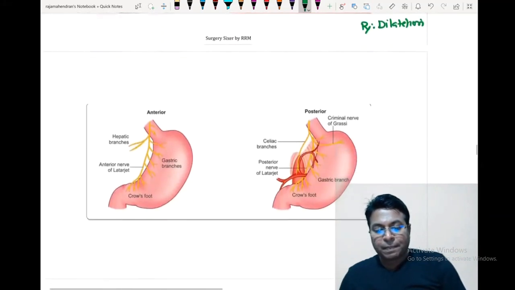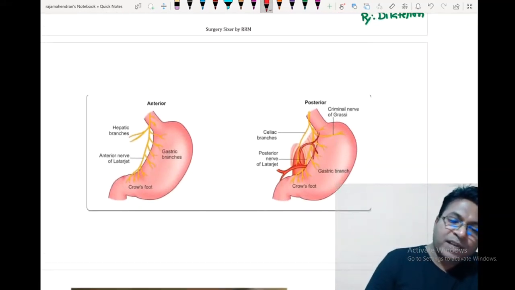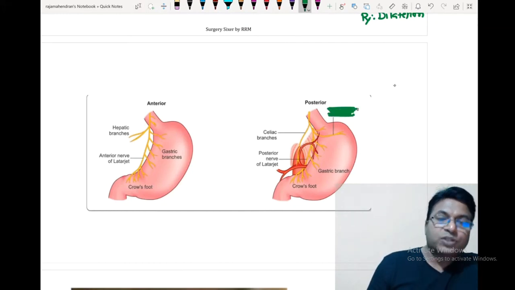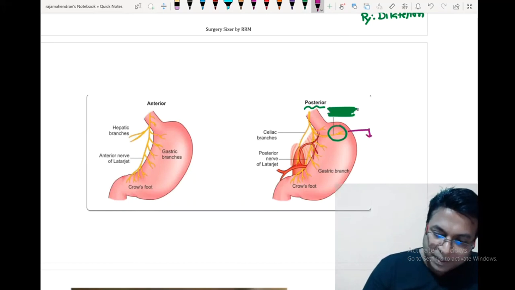Okay. So this question came in the exam. That is why I am putting this question from GIT, from Bailey and Love. This nerve, what is this nerve? That is the question shown. From the posterior vagus nerve, there is a nerve going to the fundus. Identify the name of this nerve. The question came in your exam. That is the criminal nerve of Grassi.